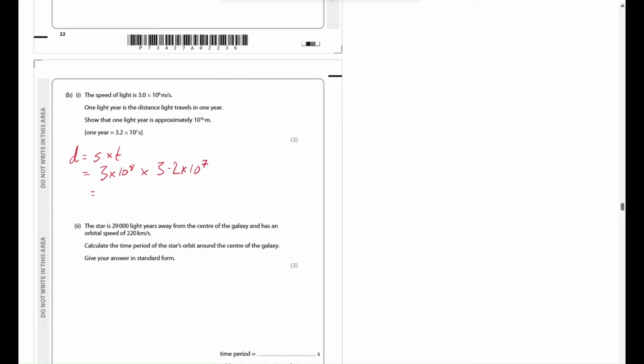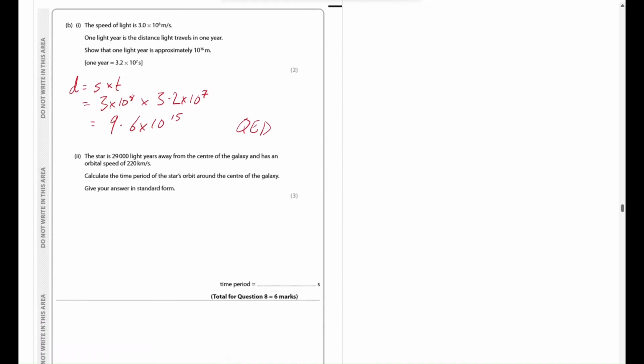And again, it's a show that question, so show them one more significant figure than what they give you in the question. So I'm going to show them it's 9.6 times 10 to the 15 meters. So just excuse a bit of formatting here. So yeah, one additional significant figure. I apologise, I should be writing meters there, which I'm not.